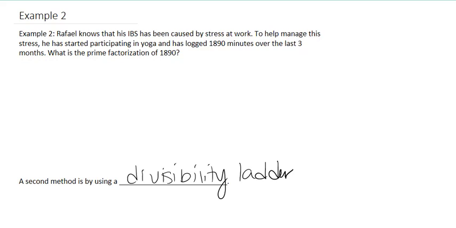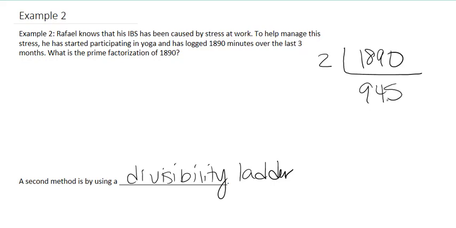For this one, it looks almost like we're doing long division, but instead we have it like this. We have 1,890, and then we throw this essentially L shape around the number. Then we divide this number by a prime number, and we'll just start out with 2. So 2 goes into 1,890 945 times.